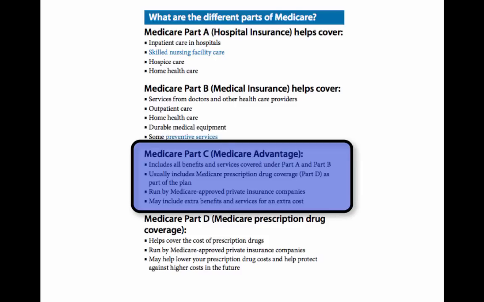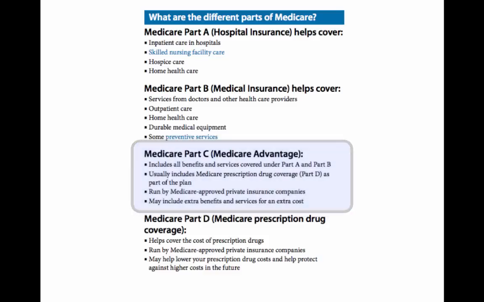Part C is your Medicare Advantage. This is not part of original Medicare. This is run by Medicare-approved private insurance companies. This plan replaces your Medicare Parts A and B with a private insurance plan, and it must at least cover what Medicare Parts A and B cover. Some plans even offer prescription drug coverage along with other benefits.